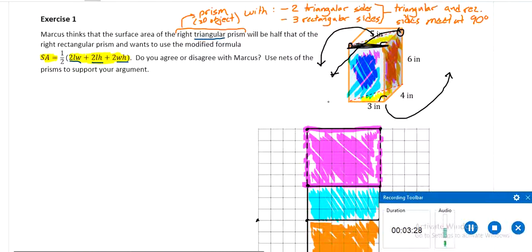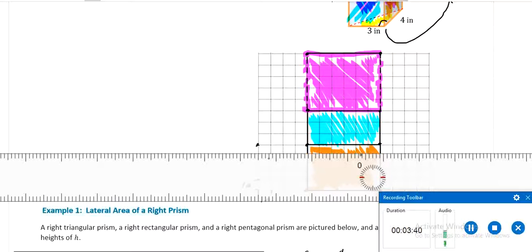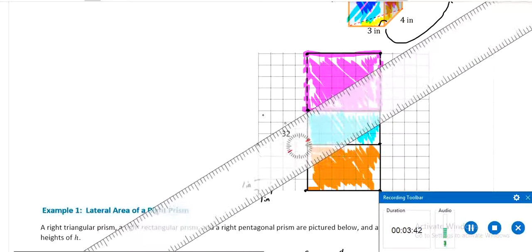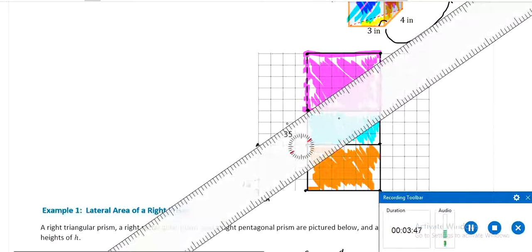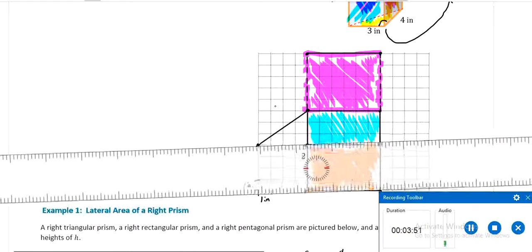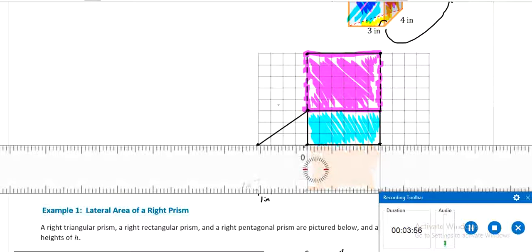So fold it out that way. The base matches up because the base is 3. So I can see right there, base of 3. Well, that works. So I'm going to go ahead and put my lines. Now this line, I'm going to put my diagonal line right there. I'll put my other line right about there. So there we go.